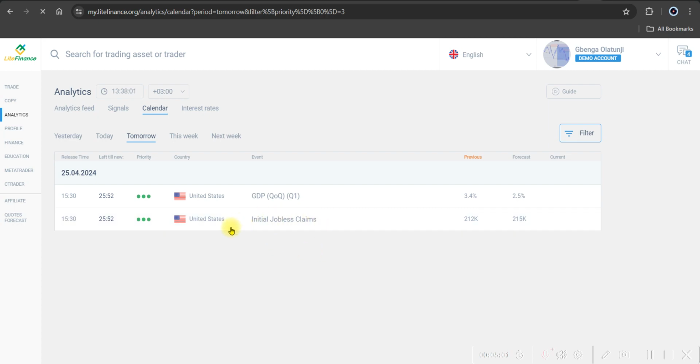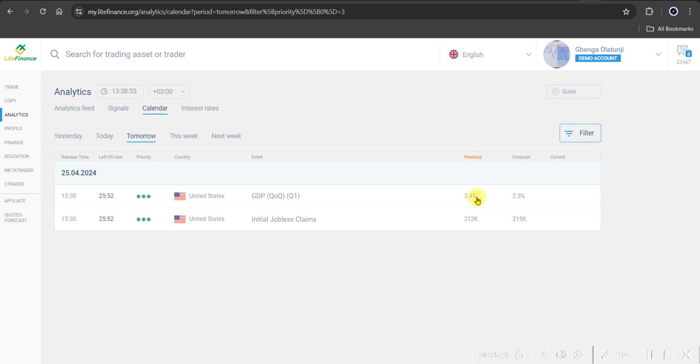Now, what do we check for here? We check these three things: the previous, the forecast, and the current. Because this news has not been released, it's still meant for tomorrow, we can see that the current is blank. But the previous is telling us the figures for the past month. For this GDP QOQ release, we have 3.4% in the previous month.